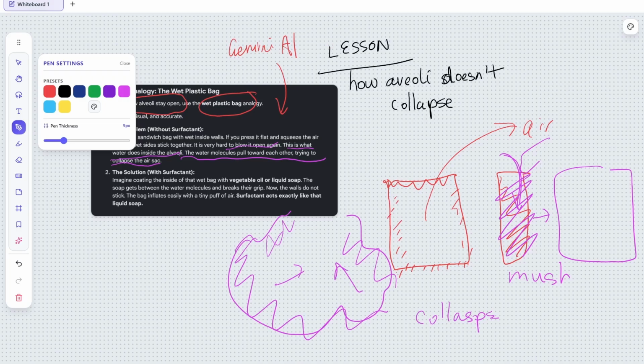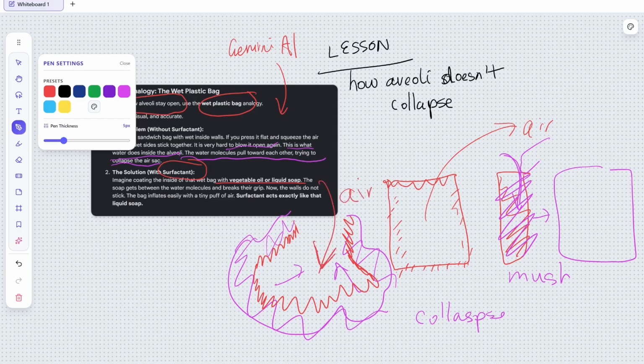But why does your alveoli not collapse? So the solution with the surfactant is that you want to imagine the inside of the wet bag with vegetable oil or liquid soap. So your surfactant is like a vegetable oil or liquid soap that can separate this water area, right? And it's like a wall. And then now the walls do not stick together, so the water is not trying to stick together and collapse. The bag inflates easily with a puff of air, so the air is going in easily.